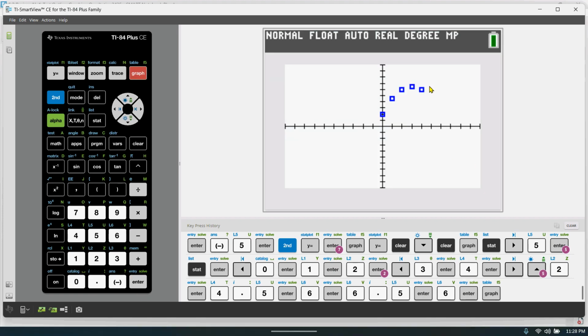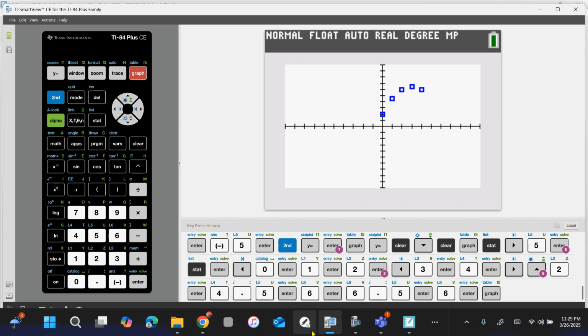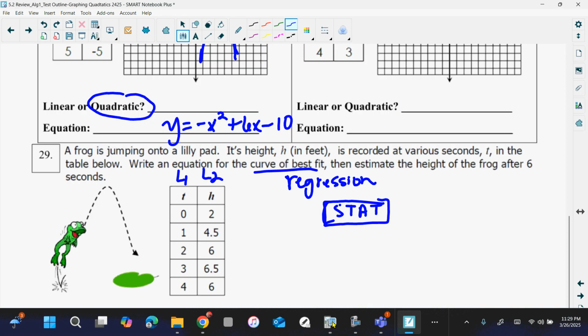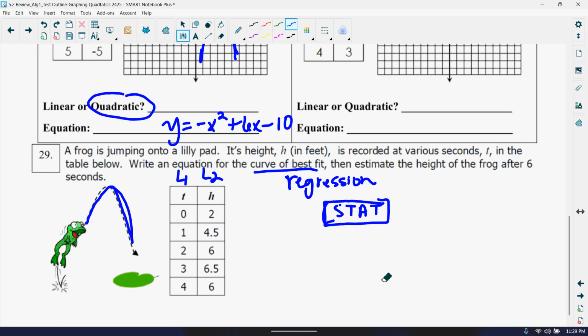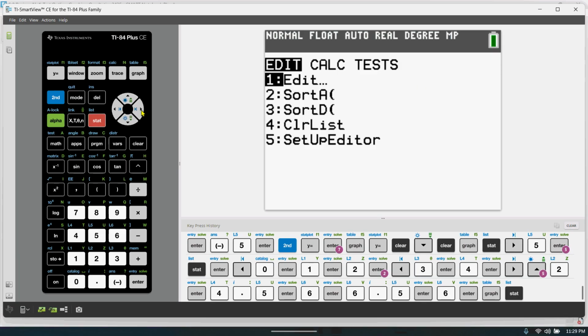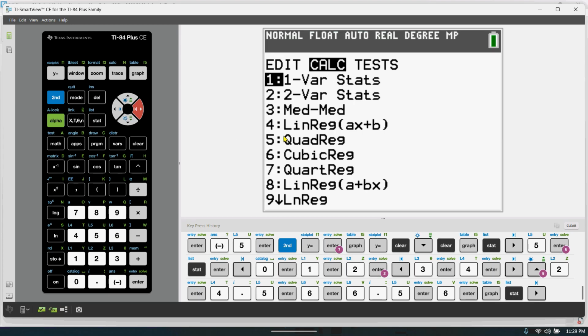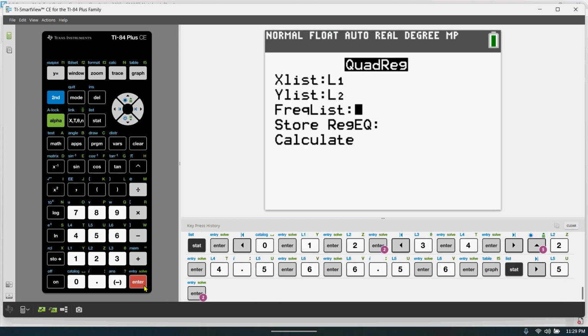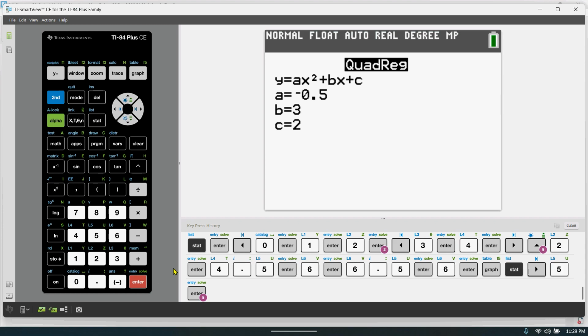Now it doesn't go completely, but we can see it. And even in this diagram in the picture, they're trying to get you to see that it is a parabola, okay? So to come up with the equation, we just now have to hit stat, arrow to the right to calculate. We see it's a parabola, so we're going to choose 5 for quadratic, enter 5 times, and now we have our values. We have a -0.5 for A, B is 3, and then C is 2.